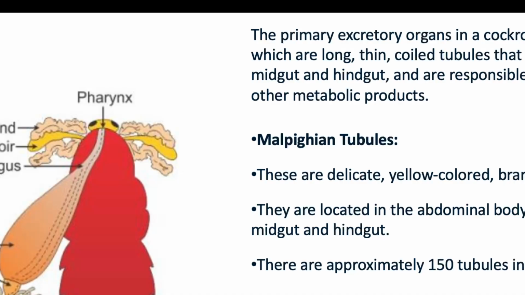Malpighian tubules. What are Malpighian tubules? These are delicate yellow colored branching threads. They are located in the abdominal cavity near the junction of midgut and hindgut. There are approximately 150 tubes in each insect. Malpighian tubules absorb waste products and water from the hemolymph. The tubules then release the waste products into the hindgut, where they are excreted along with feces.